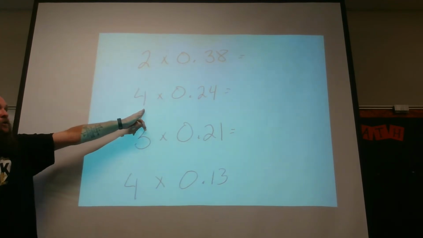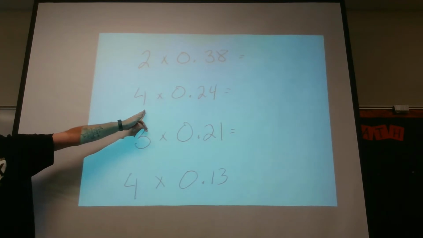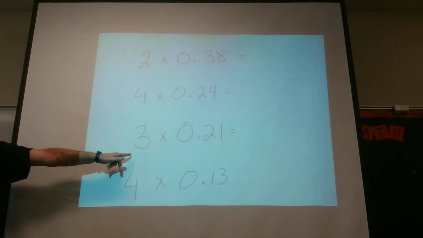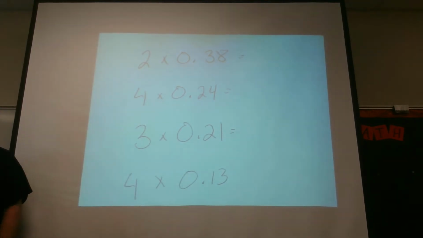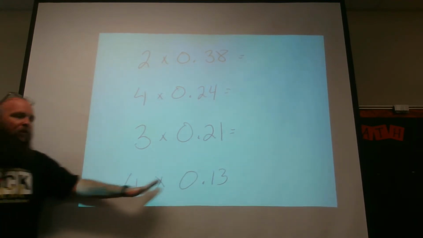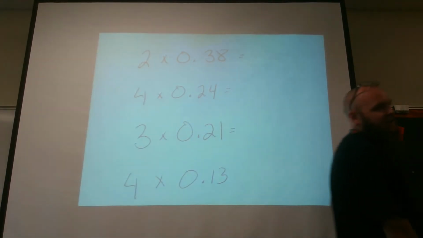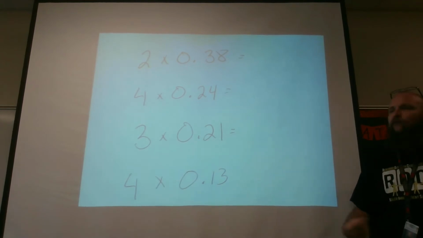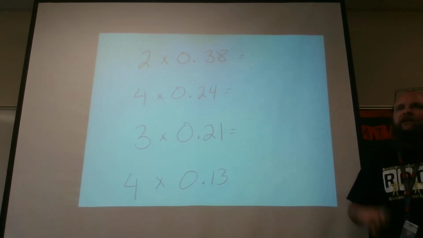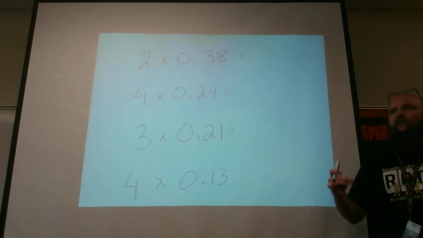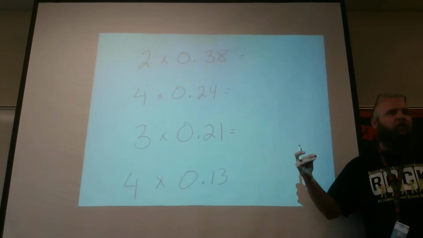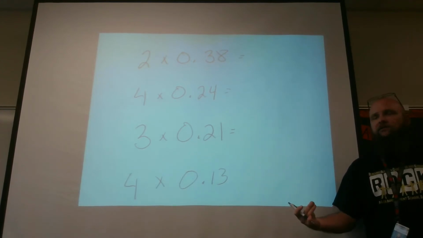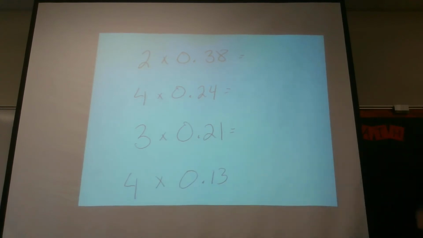Your answer here should be less than 4. Your answer here should be less than 3. Your answer here should be less than 4. Because I'm multiplying by something less than 1. If you multiply a number by 1, that number stays the same. If you multiply by something greater than 1, that number gets bigger. Smaller than 1, your product gets smaller. So my product is going to be smaller than each of these whole numbers.